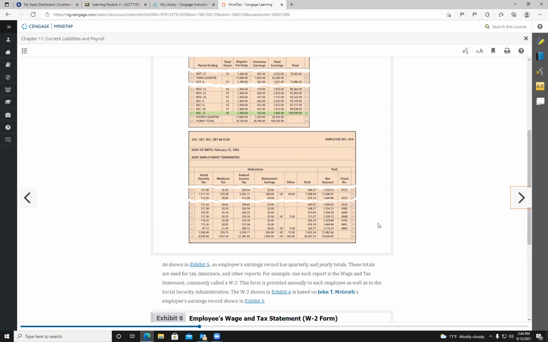All right. So that's why this information is so important, because this is a breakdown, right, of every pay period and their total earnings and their total net pay and their total deductions. Okay. And this information is going to be tallied up and reported on that W-2.